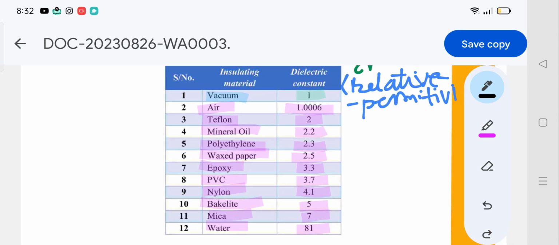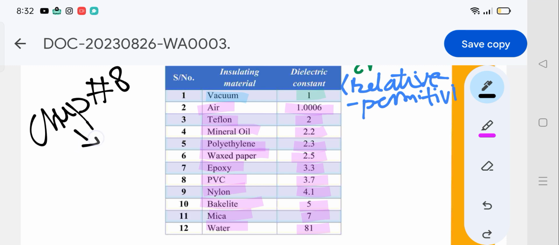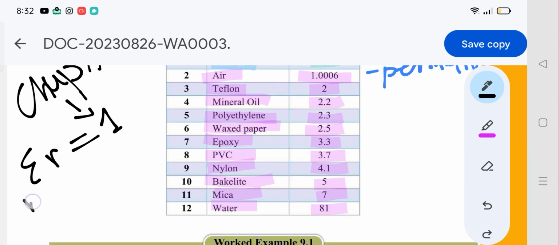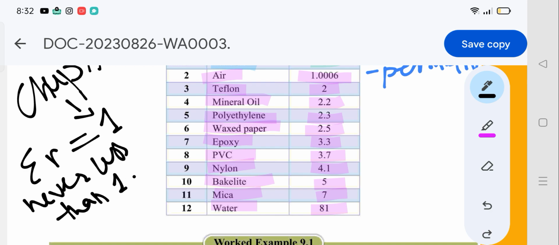we were discussing in chapter number 8 initially, in electric fields, that ER is never less than 1. It would be equal to 1, or ER is always greater than 1. However, it would never be less than 1, right? So let me write this here: never less than 1, always greater than 1 or equal to 1. So ER is greater than or equal to 1 but never less than 1.